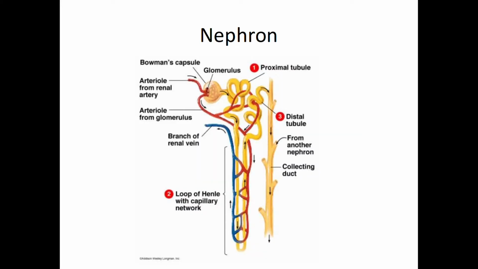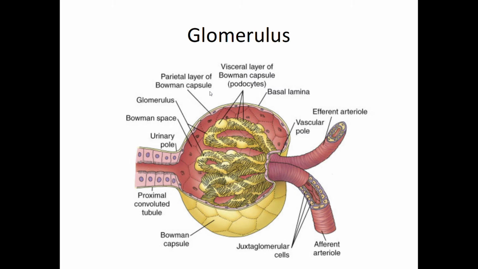So here we're looking at the nephron. The nephron is going to be our focus here. The nephron is the individual unit of the kidney that produces this urine. And we're going to be starting up here in the glomerulus and the Bowman's capsule. So the glomerulus is a cluster of little capillaries.